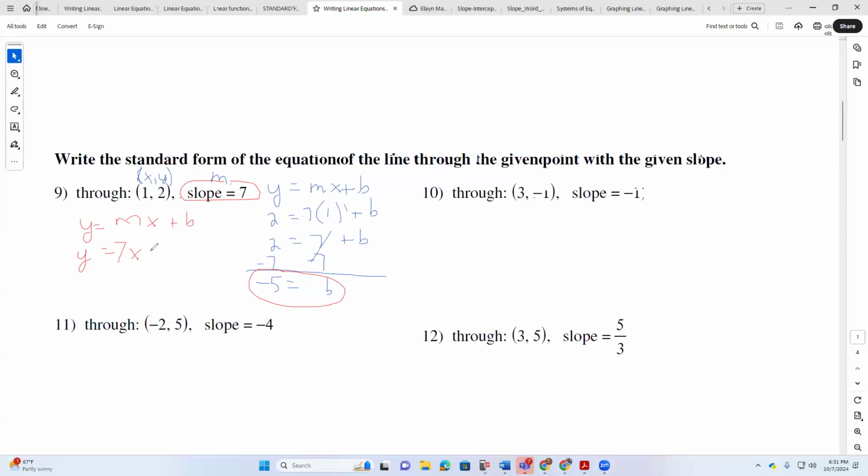Y equals 7x what? What's my y-intercept? You think it too hard. My slope goes in just like you did those problems before. You did them quickly. My slope is 7. My y-intercept is -5. What's my equation of the line? y equals 7x.